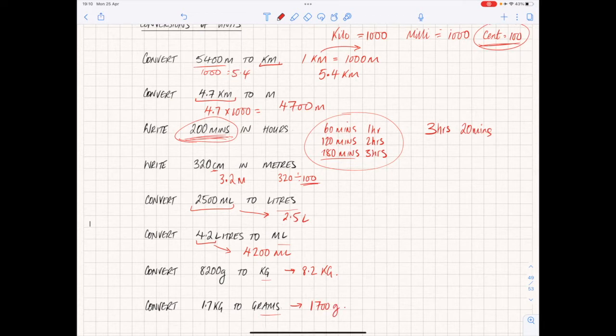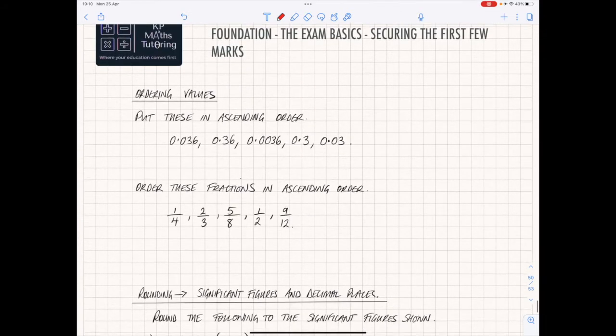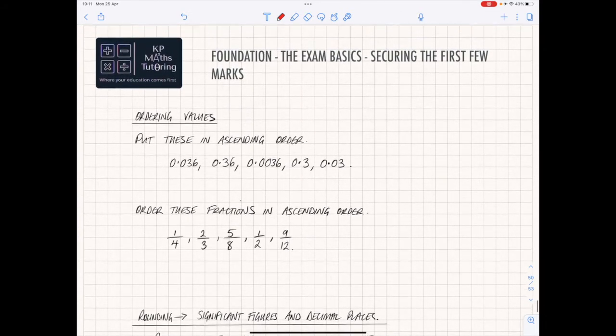Now you might get asked a question as basic as that, convert from one thing to another, or it might be part of a worded question. Okay, next thing, moving on. We're going to look here at ordering values, so from smallest to biggest. First thing to identify, this means smallest to biggest. Okay, so if you're asked about ascending order, it starts with small, goes to big.